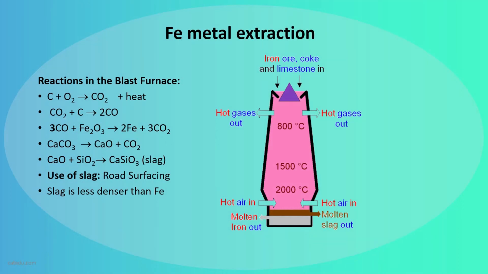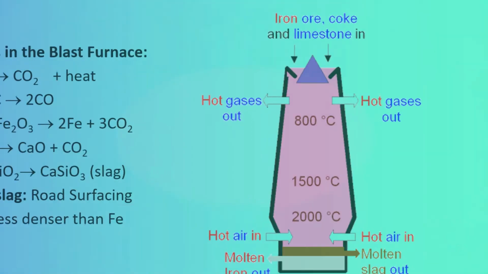This calcium oxide is basic and silicon dioxide, that is the impurity, the sand, is acidic. The two react and make calcium silicate, and this is called slag. Slag is lighter than the molten iron. It is used for making road surfaces.